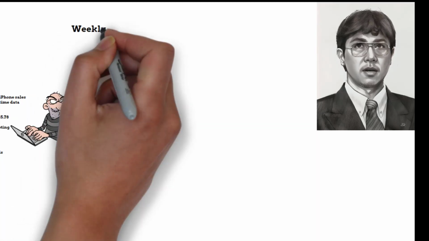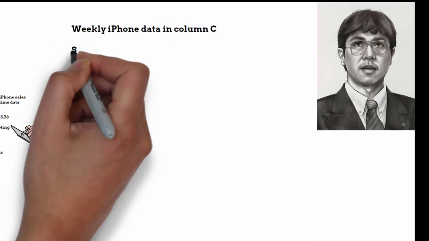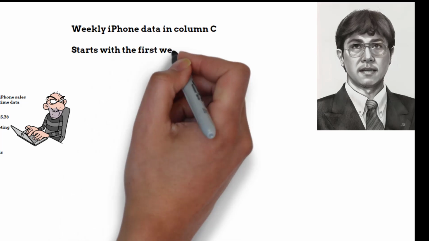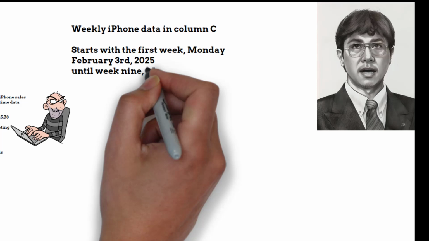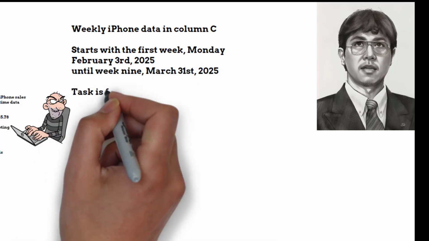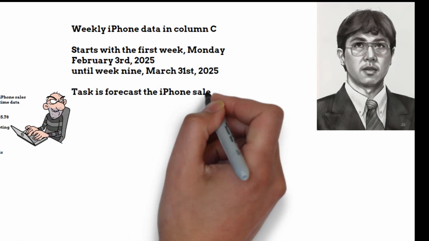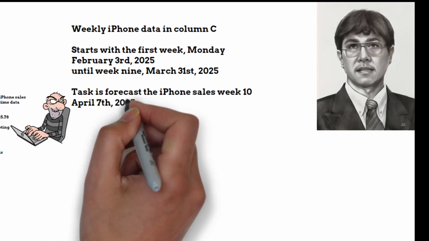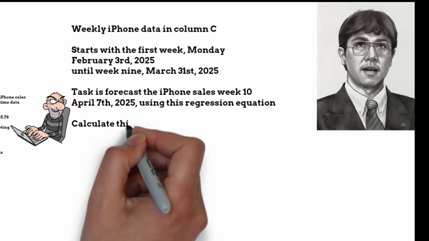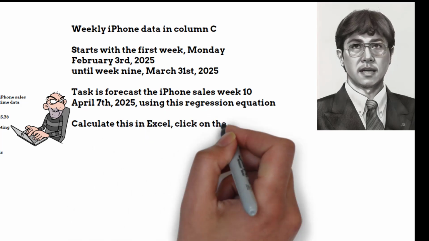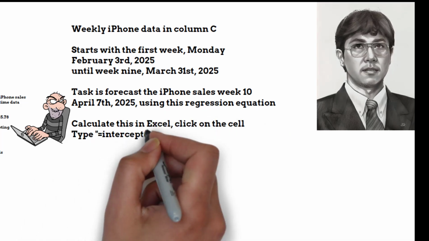In the Excel table, you can see the weekly iPhone sales data in column C. This starts with the first week, Monday, February 3rd, 2025, and continues until week 9, March 31st, 2025. Our task is to forecast the iPhone sales for week 10, April 7th, 2025, using this regression line equation.